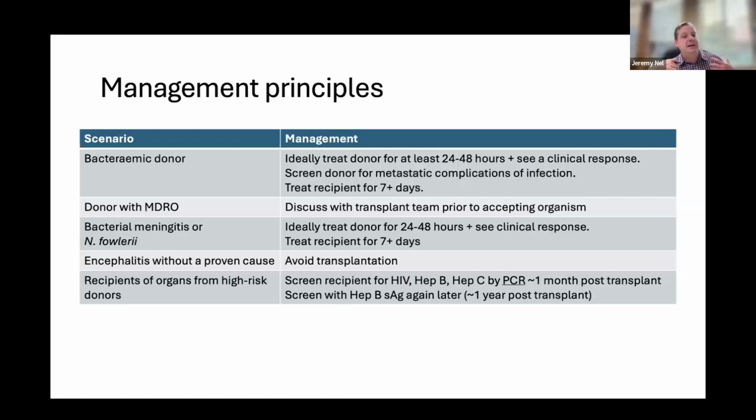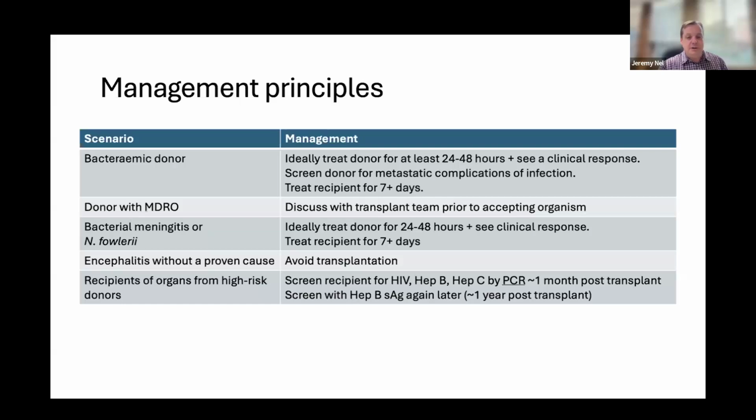What if the donor comes back with a bacteremia? And that may be, like I said, after you've transplanted the patient. You transplant the patient, then tomorrow the donor's blood culture turns positive for Staph aureus. What do you do? If you happen to know already before transplant, you should ideally give them 24, 48 hours at least and check that they have a clinical response before harvesting the organ at all. And that can be true of a deceased donor as well. Remember, you can give them antibiotics for 24 hours, potentially, depending on how stable they are. If you can't, well, then it's tough luck. But either way, you're going to treat the recipient for at least 7 days. Also look for the metastatic complications of that infection.